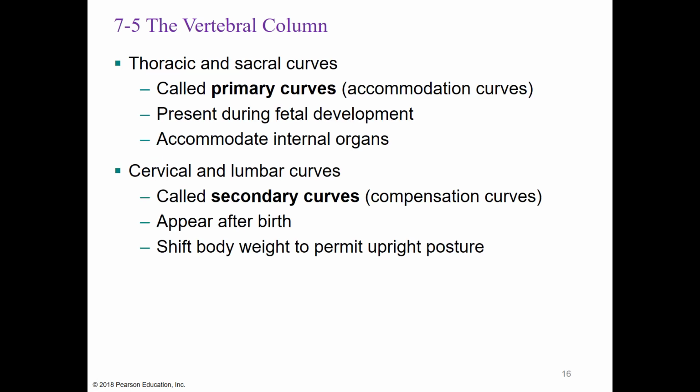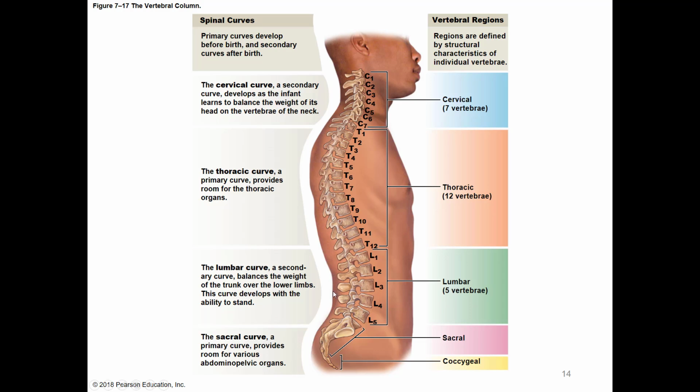The cervical and lumbar curves are called secondary or compensation curves. So these appear later, which is why we call them secondary. They appear after birth, and they will shift your body weight so that you can stand upright. So let's take a look at those, cervical and lumbar.